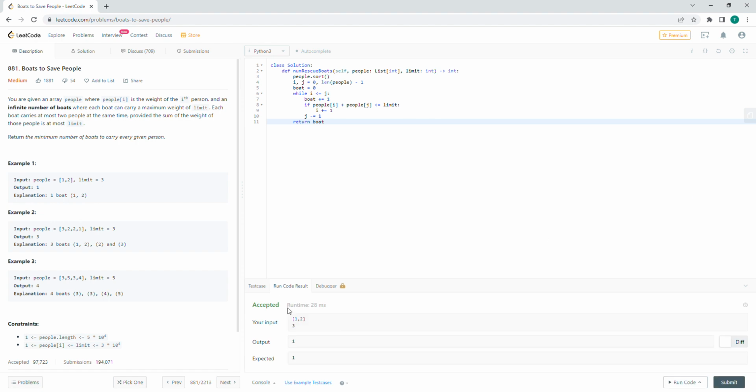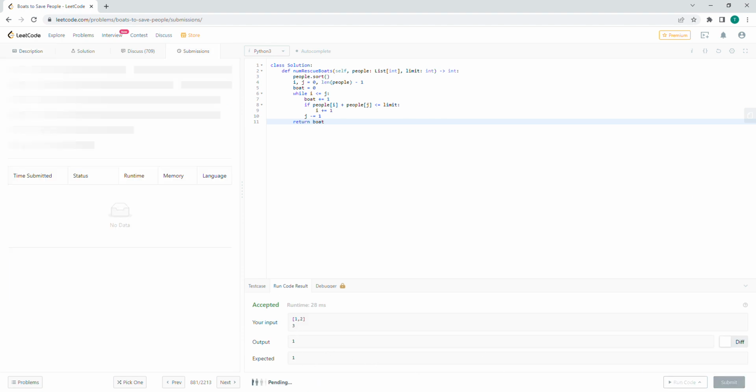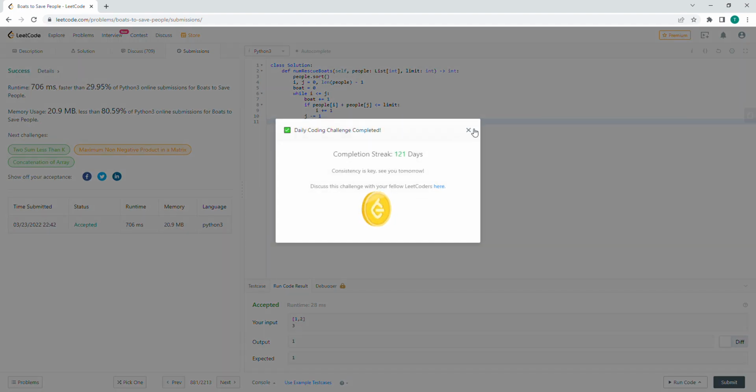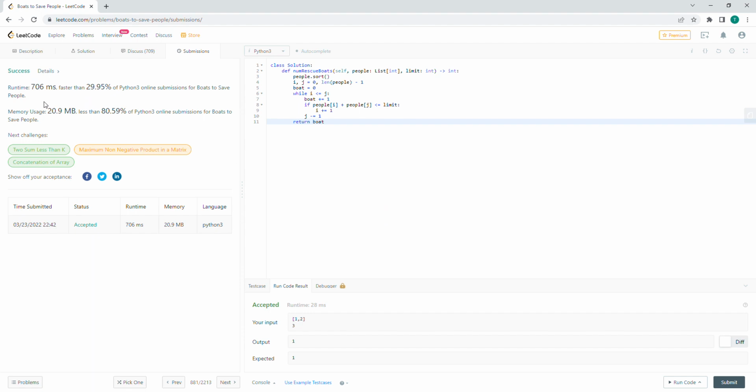Hopefully this should work. Alright, looks reasonable, and it's using the greedy approach with the two pointers i and j. Awesome, accepted. The runtime complexity is big O of n log n due to the sorting algorithm, where n is the length of people. We have space complexity of big O of n. There you go. Have a good day, guys.